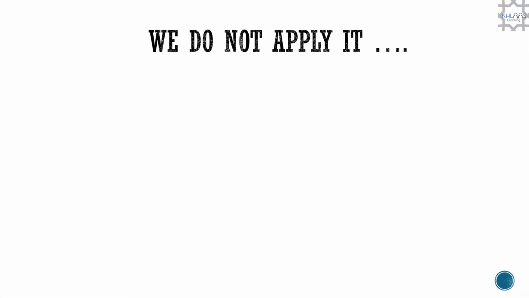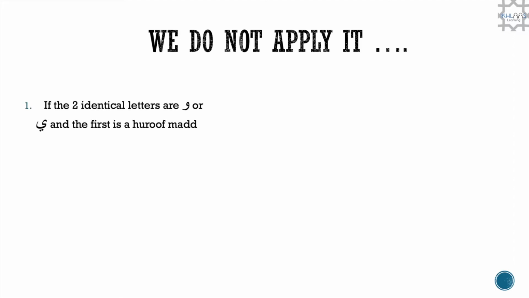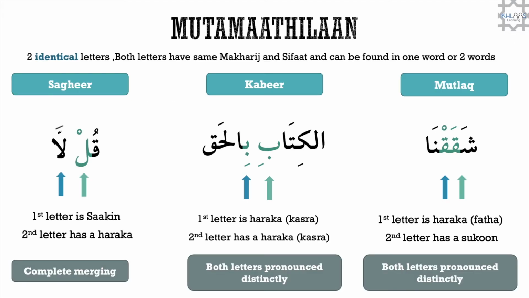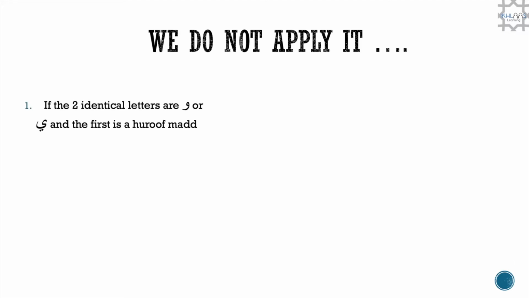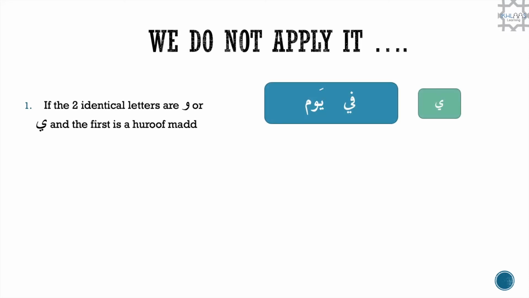However, we do not apply this rule if the two identical letters are waw or ya and the first is a huruf mad. So for example, as you can see here, fi yawm. On the first word, there is the letter ya, and on the beginning of the second word, there is a letter ya. However, fi is part of huruf mad. So because of this reason, we do not call it idgham mutamathil.